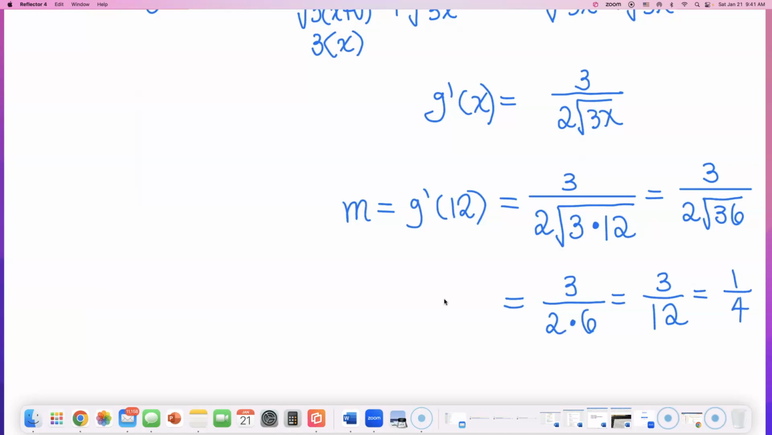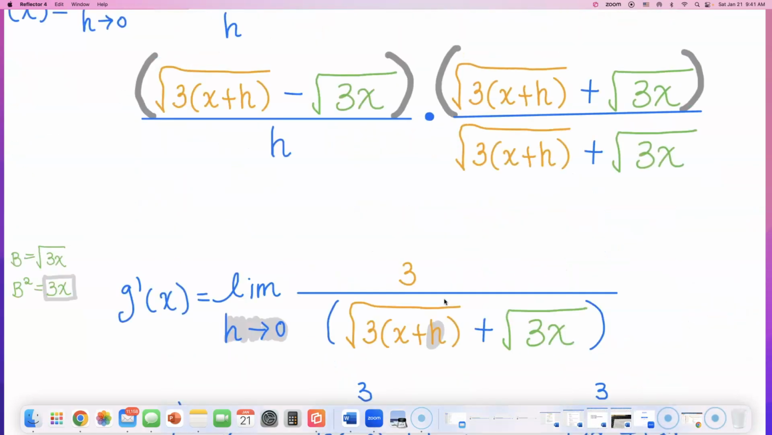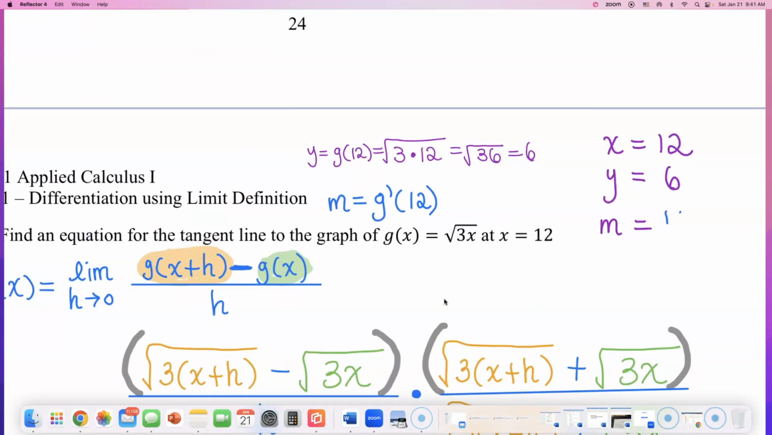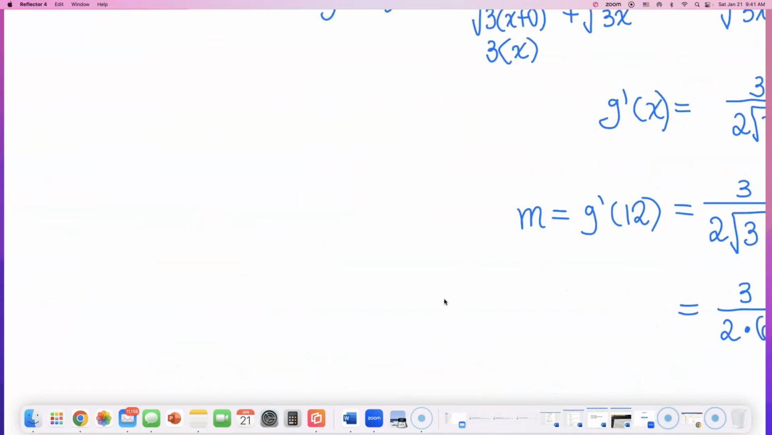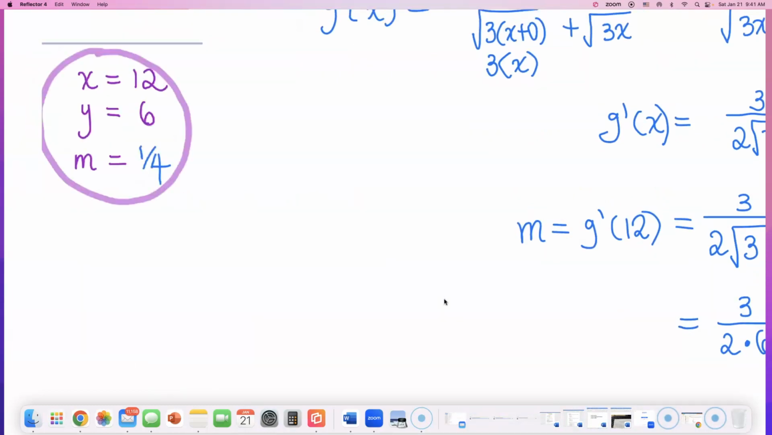Let me write this down in my treasure box because I've been collecting these for 3 ingredients. If I have these 3 numbers, I'm ready to write the equation of the tangent line. So I'm going to copy this. We'll bring it down here, and I'll show you how we can finish this problem up. So once you have your x, y, and m, you will do the point slope form.